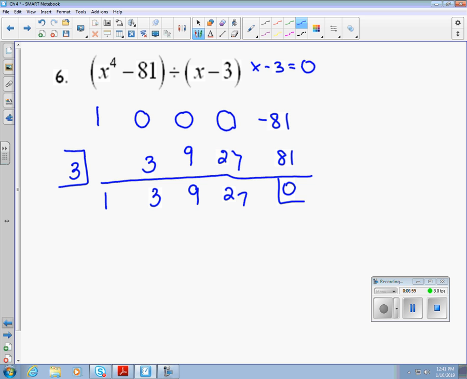Now, remember, the highest power here was x to the 4th. So when I look at this 1, that doesn't mean I'm going to have x to the 4th anymore. So now I'm going to have 1x cubed because it's 1 less x. And then continue down: 3x squared plus 9x plus 27, and there's no remainder, so that's my answer. And there again is my synthetic division.